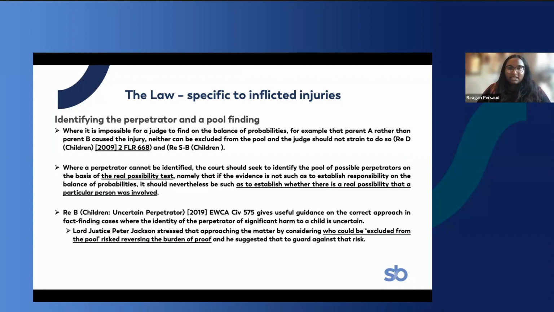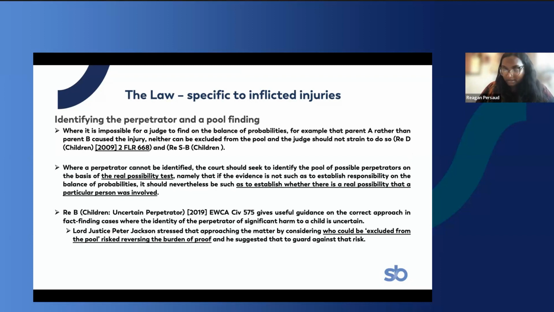Identifying a perpetrator then. You've come to care proceedings, and the local authority puts two people in the pool, let's say, blaming mum and dad for being responsible for the injuries. One has to know and recognise how the court gets to the bottom of who's done what. There's been a lot of law on this, and I've set it out in your handouts for you. I'll give you the overview of it.